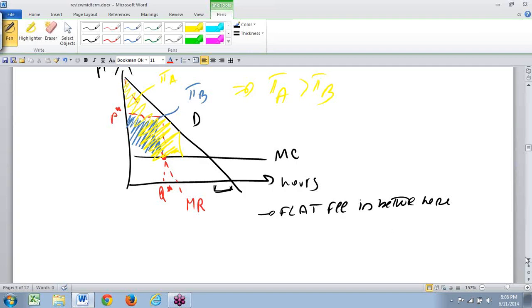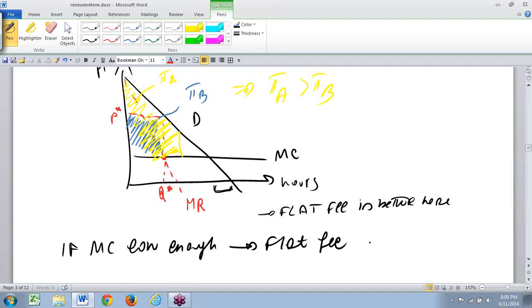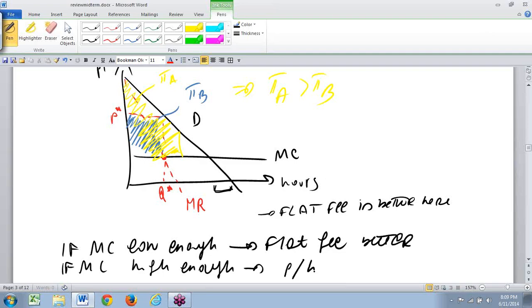So basically, if the marginal cost is low enough, then a flat fee is better, because it doesn't cost you that much to produce a lot of units. If MC is high enough, then you prefer the per hour price, because now it's too expensive to produce and sell too many units. Okay?